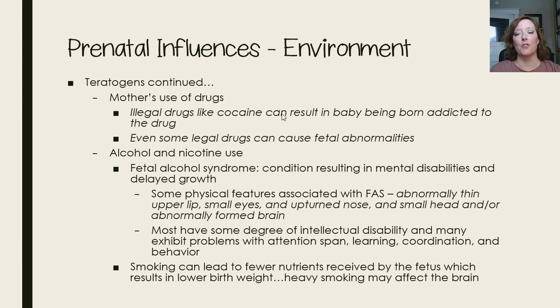Some physical features associated with FAS: you might see an abnormally thin upper lip, small eyes, an upturned nose, and a small head or abnormally formed brain. Most of these kids have some degree of intellectual disability, and many exhibit problems with attention span, learning, coordination, and behavior. Smoking can lead to fewer nutrients being received by the fetus, which results in lower birth weight. Heavy smoking may affect the brain.